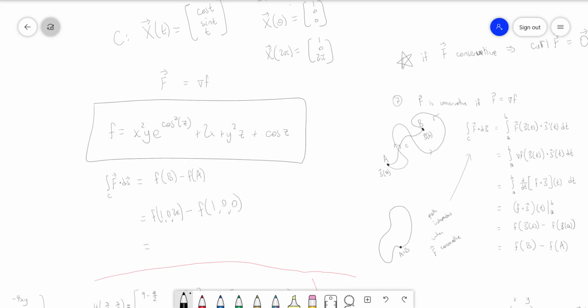So now that we have that, just plug these into the function to get the answer. So y is 0, so that's 0. x is 1, so that's 2. When z is 2 pi, that's plus 1. Then minus, plug in 0 for x, y, and z. So we still have 2 from x being 1. We're still going to have plus 1 from cosine of 0 being 1. So it looks like the final answer is 0, okay?